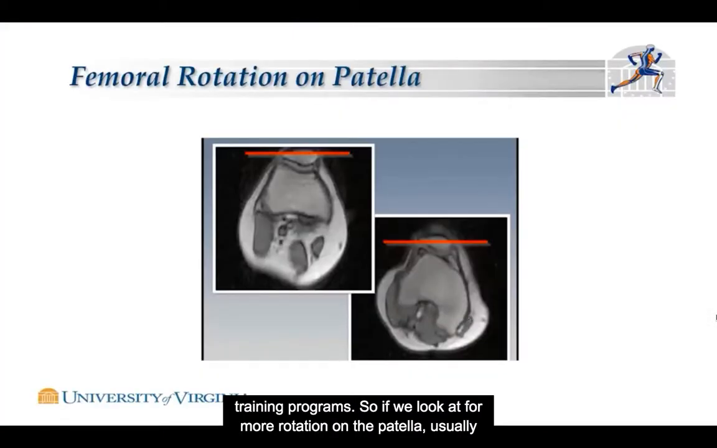So if we look at the femoral rotation on the patella, a lot of times the patella doesn't move on the femur. It's the femur that moves on the patella. If you look at this MRI here, you look at how nicely straight that patella is and sits right into that groove. And then we have that rotation of the femur, and you can see how that patella gets off-centered out of that groove, causing you to have problems.